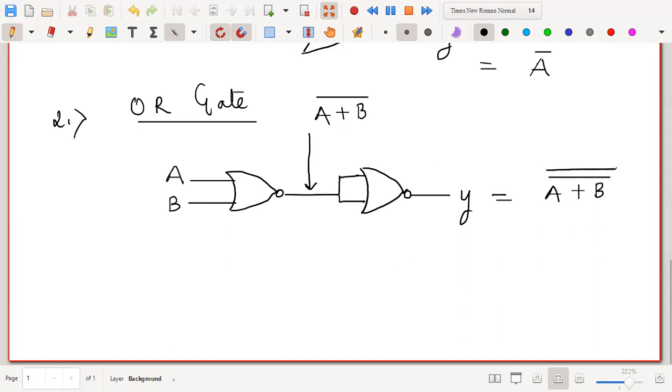That means double complement. Now you know that double complement means the same variable. That means A or B, isn't it? By using De Morgan's theorem, or this is the rule that the double complement of any variable is the variable itself. Okay? Or you can even break this using De Morgan's law also. We'll talk about De Morgan's law, but here you see that you are giving A and B as the input, and you are getting A or B as the output. Okay, that means this is functioning as our OR gate.